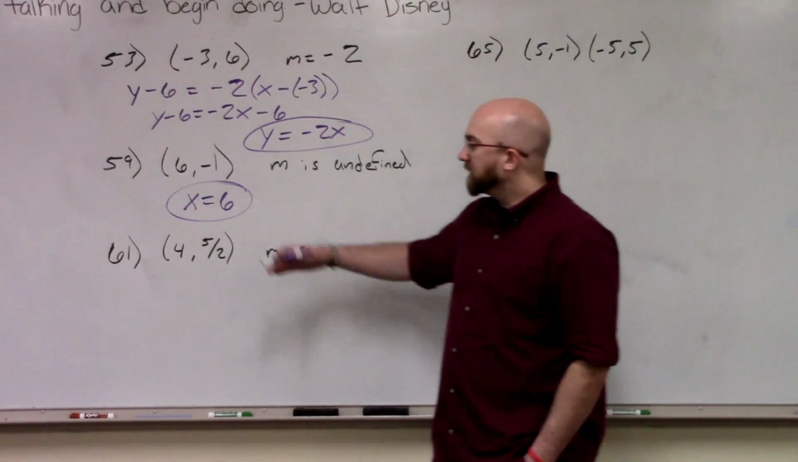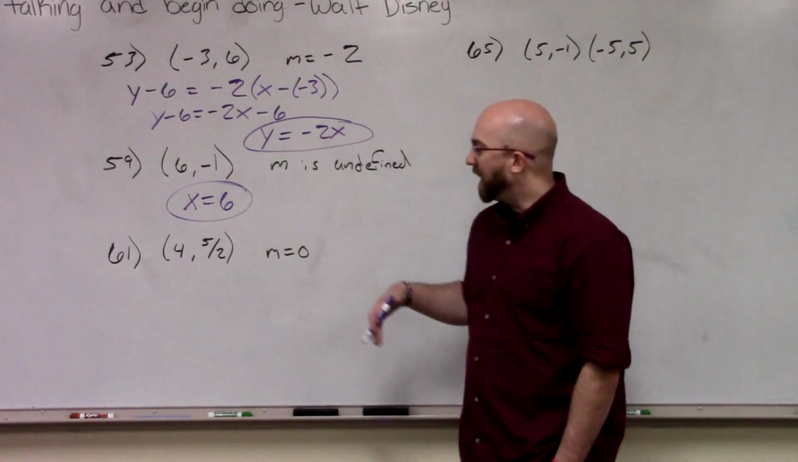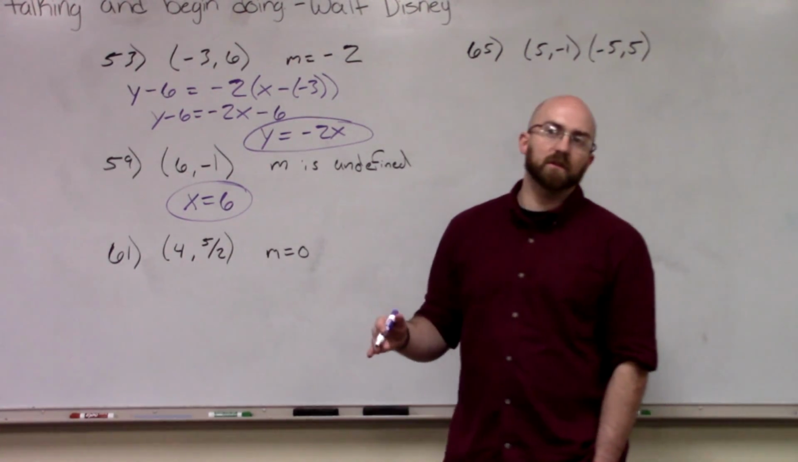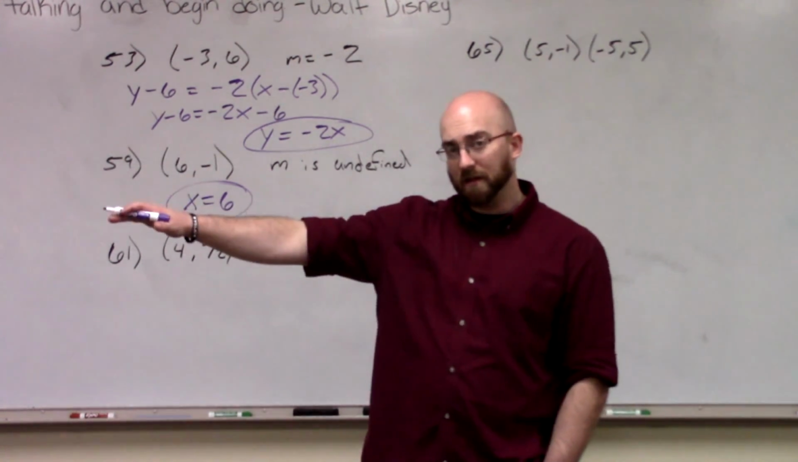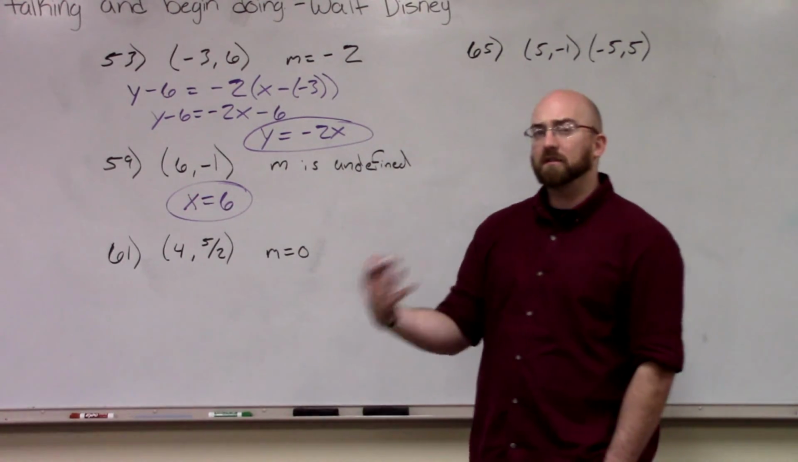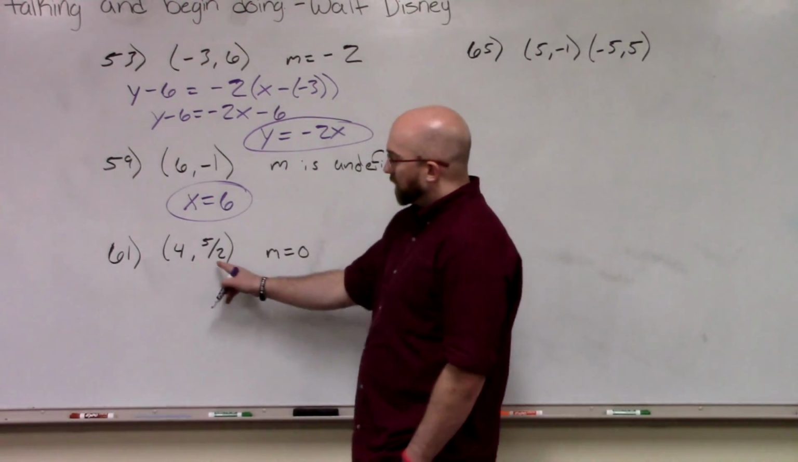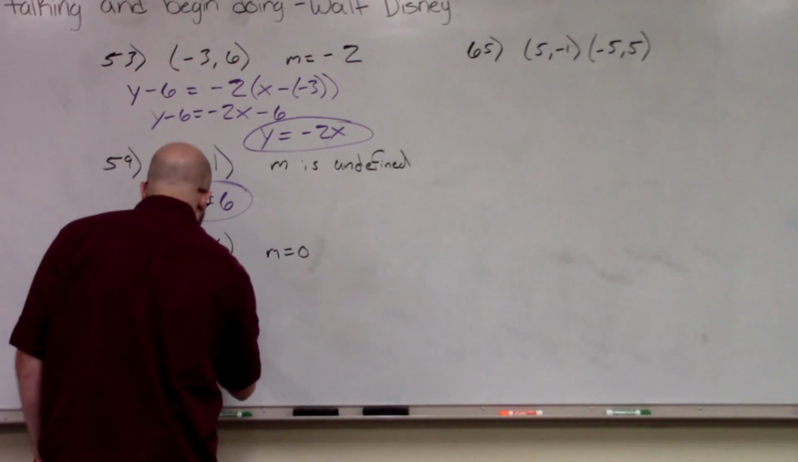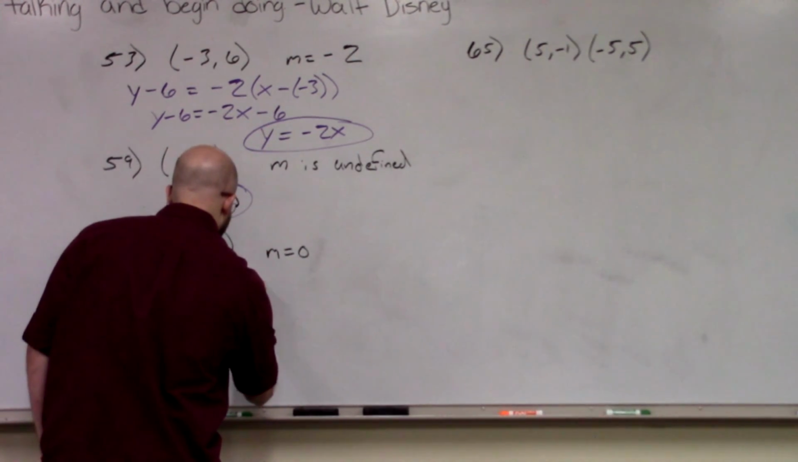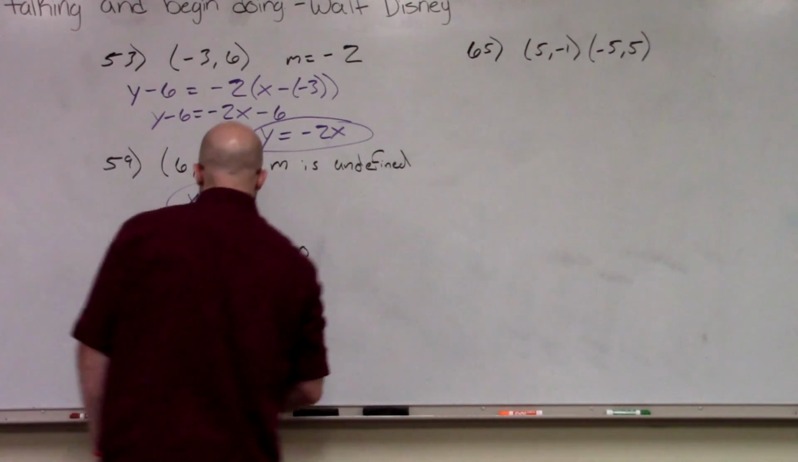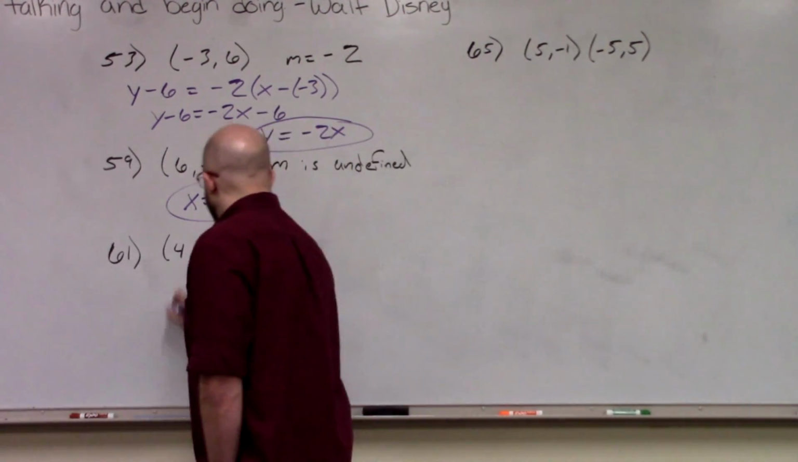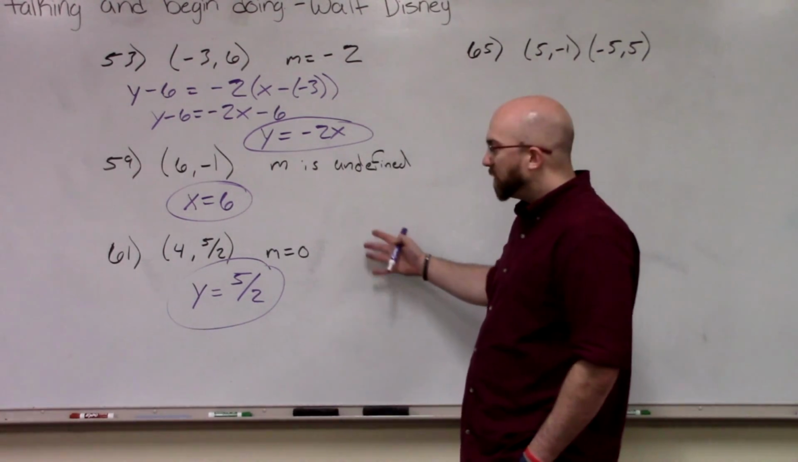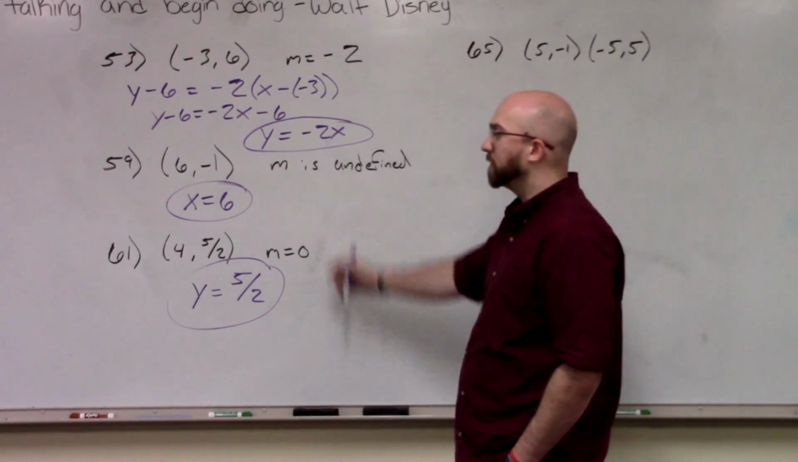M is 0. Well, that's our next problem. Moving on to 61. It's 4, 5 halves, and m equals 0. When m is equal to 0, that is a horizontal line. That goes through our y-intercept, or our y point. So what's the y point we need to go through? 5 halves. So that's just y equals 5 halves. And that is our answer. That's all you have to do on those ones. They trick people up. That's why I did 2 examples of them.